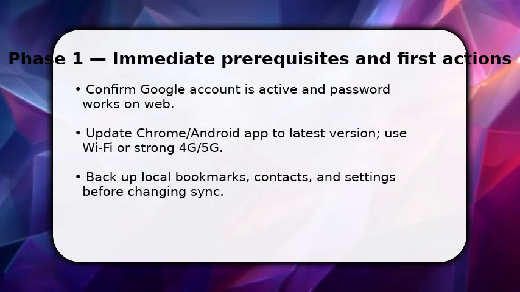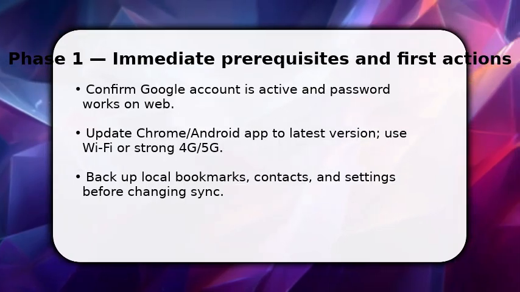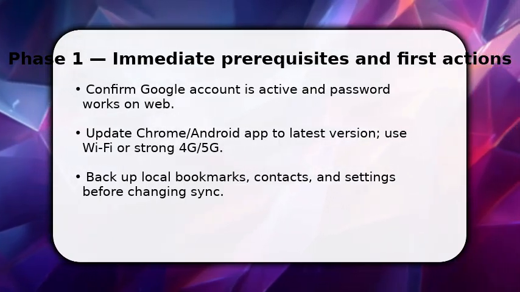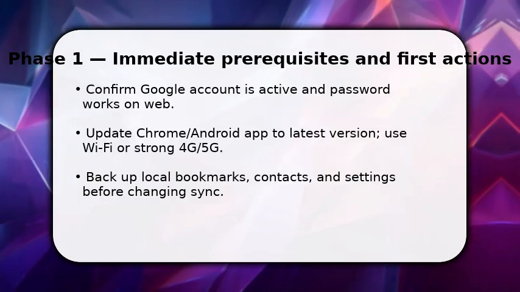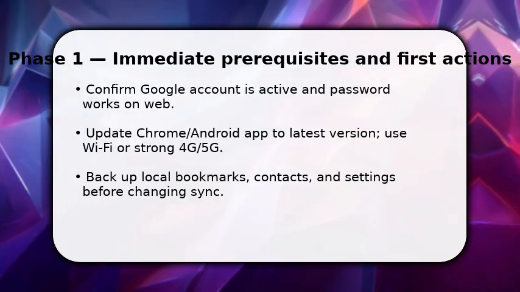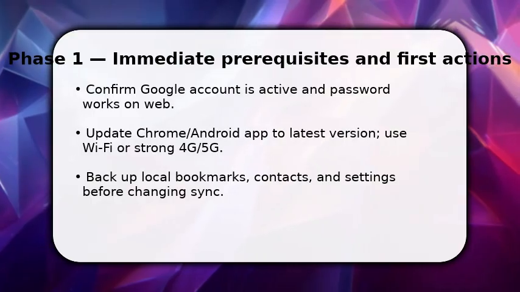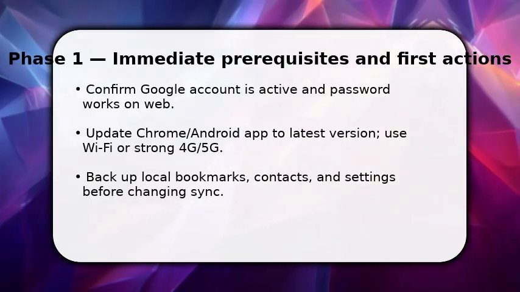You begin by verifying prerequisites. Sign into your Google account on the web to confirm credentials, then update Chrome or the Google app. Once done, make sure your device is on a reliable network. Flaky connections cause partial sync.